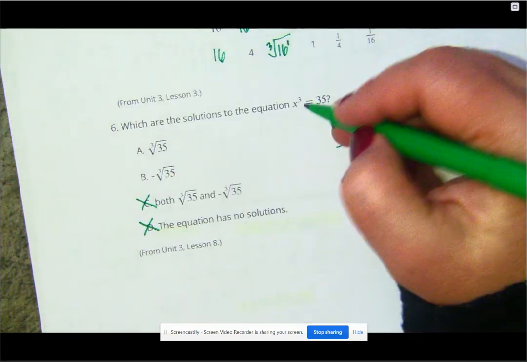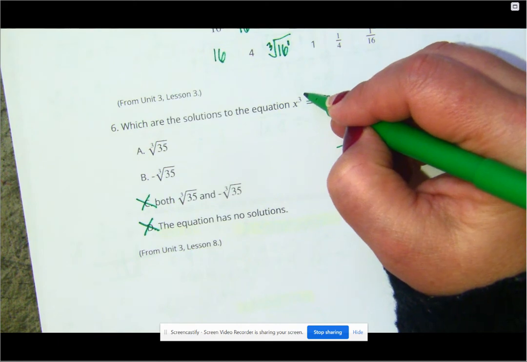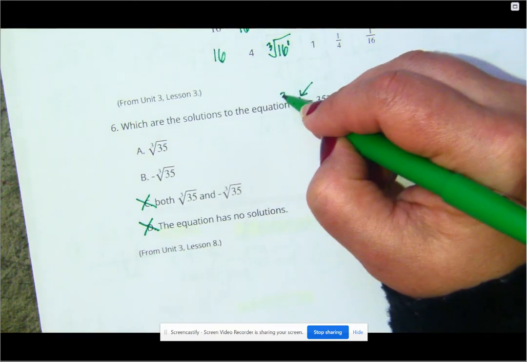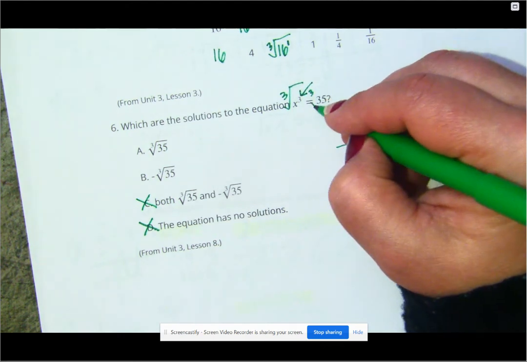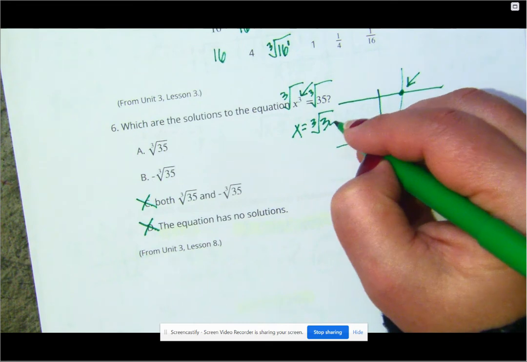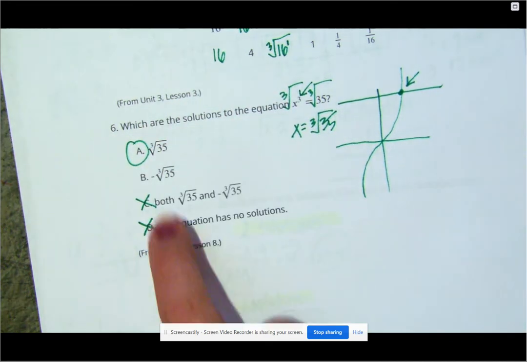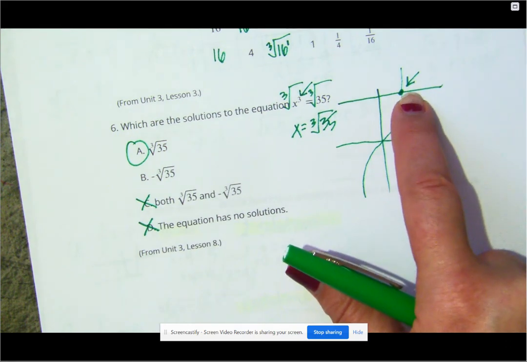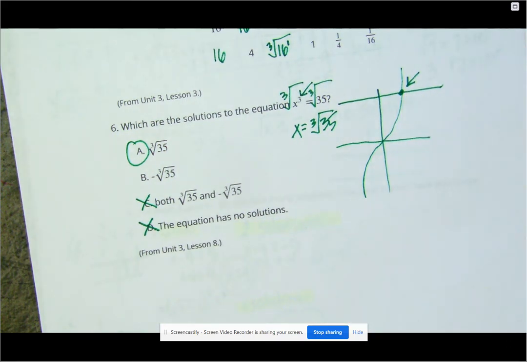Which one is it? If you want to think about this with procedures, how do you undo cube? Cube root, whatever you do to one side, you do to the other. X equals the cube root of 35. The negative cube root of 35 would want this answer, but it would want it negative. That's not what it wants.